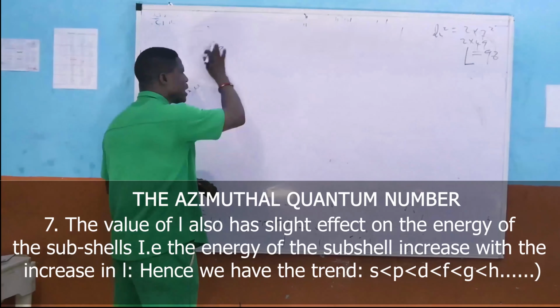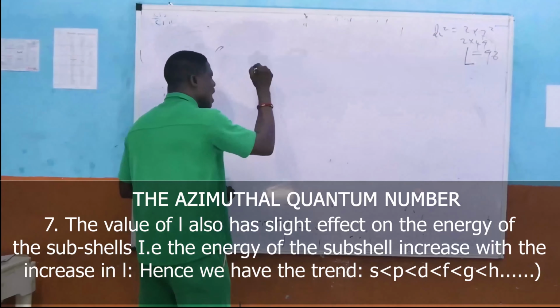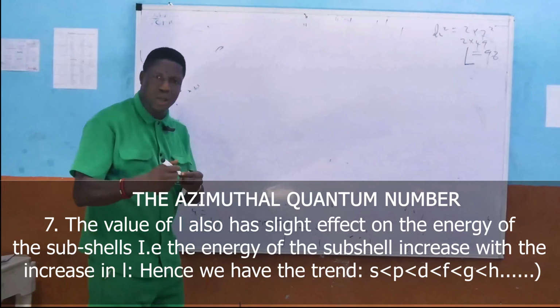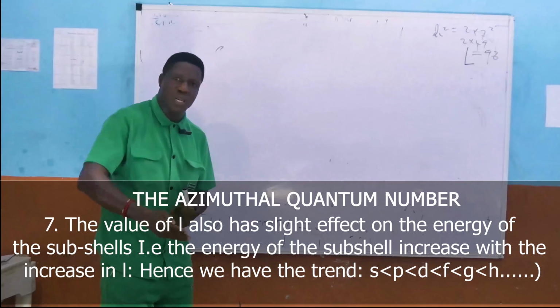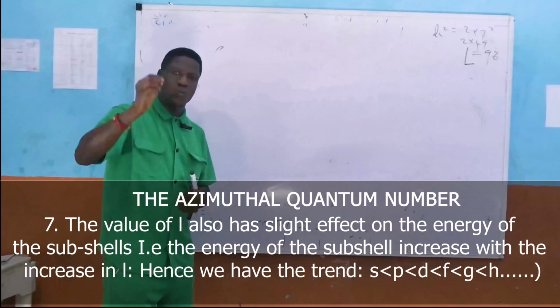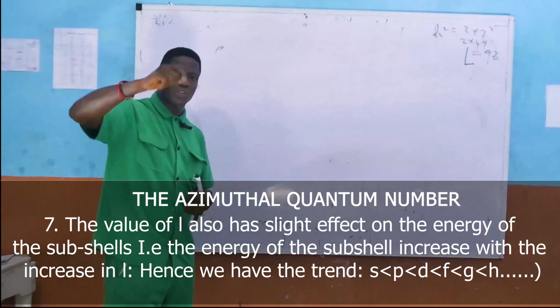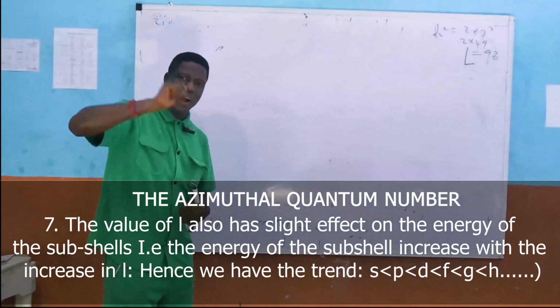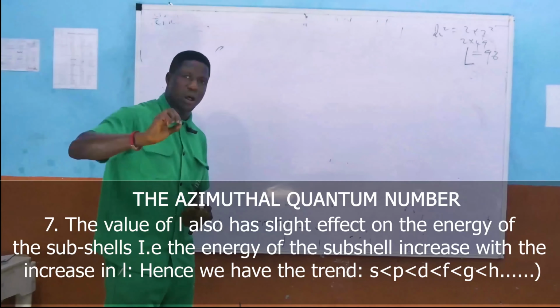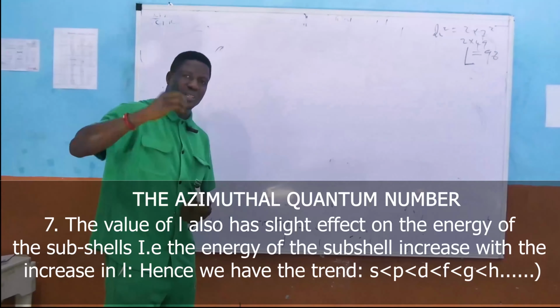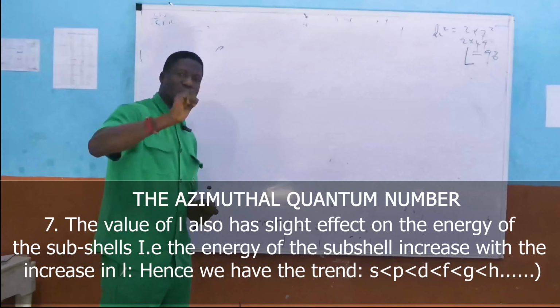atomic orbital. What does that imply? It implies that as the value of the azimuthal quantum number increases, there will be a corresponding increase in the energy of the subshell, and vice versa. That is to say, the smaller the value of the azimuthal quantum number, the smaller will be the energy of the subshell in the atomic orbital.